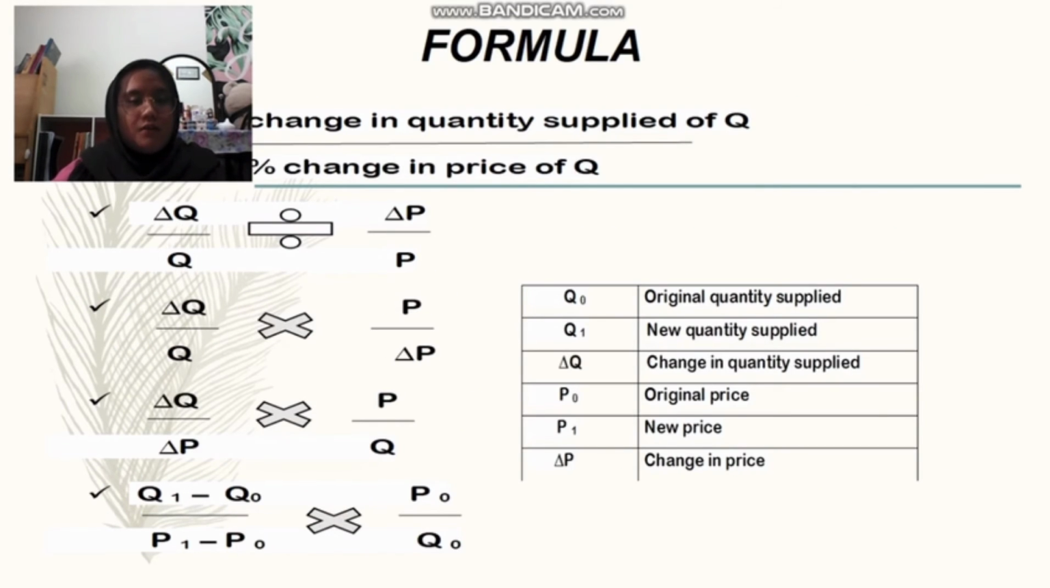This is the formula that we can use to find price elasticity of supply: percentage change in quantity supplied divided by percentage change in price. You must know what each term is. Q0 is the original quantity supplied, Q1 is the new quantity supplied, and triangle Q is the change in quantity supplied. P0 is the original price, P1 is the new price, and triangle P is the change in price.